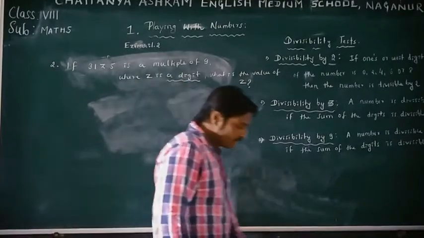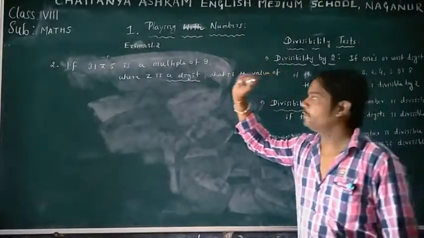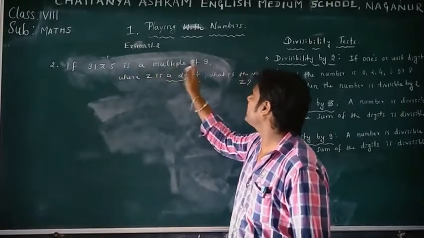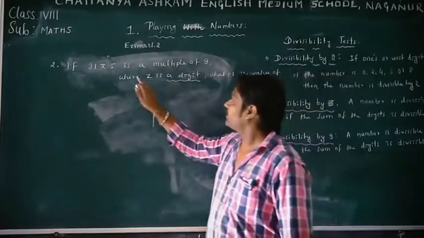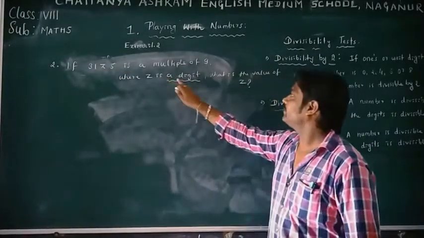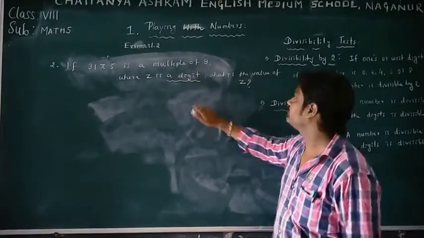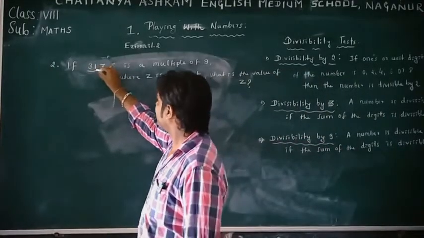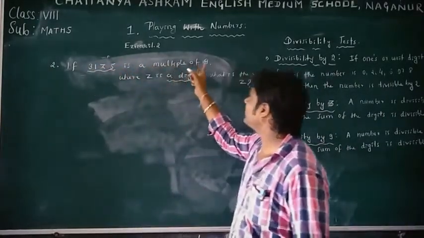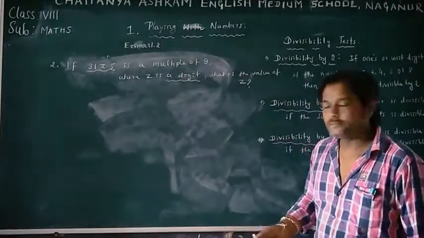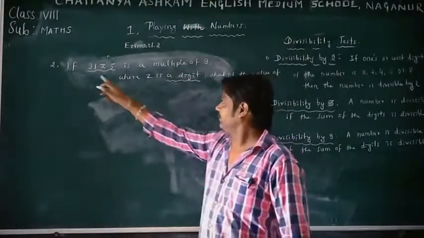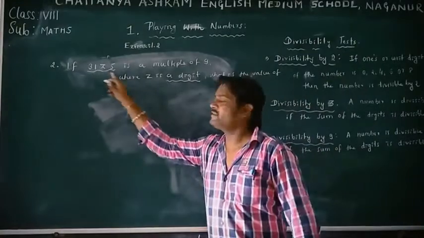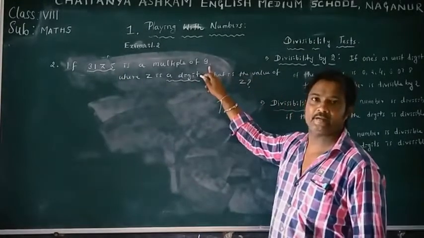Okay, dear children, see the second problem. If 31Z5 is a multiple of 9, where this Z is a digit, a single digit, what is the value of Z? This is a 4-digit number. This is a multiple of 9. In the previous problem, I said, this is a multiple of 9, which implies this number is divisible by 9.